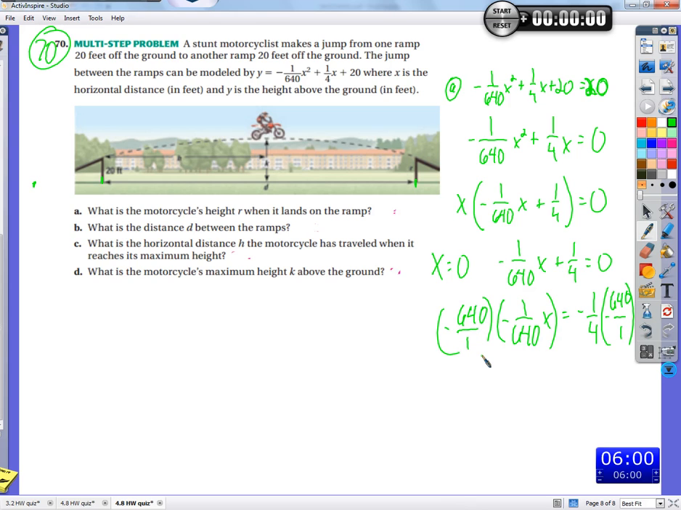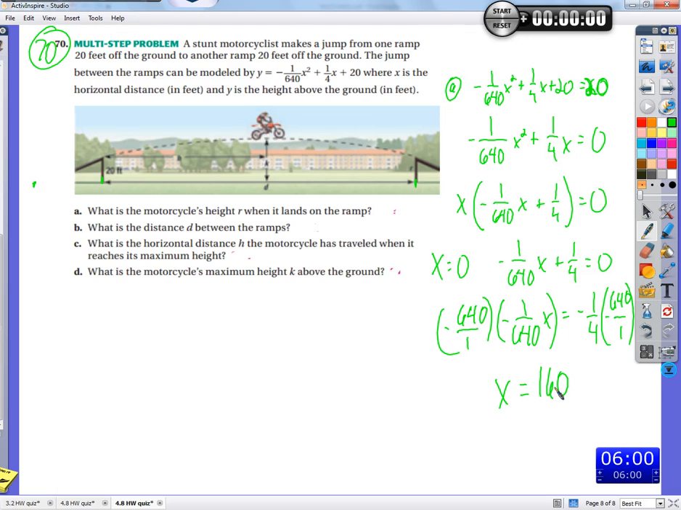If we're not sure, we can just multiply it out and see if it works. Negative times negative is positive. 640 over 640 is just 1. Positive 1 times x is x. Negative times negative is positive. 640 divided by 4 is 160. Okay, so 160.